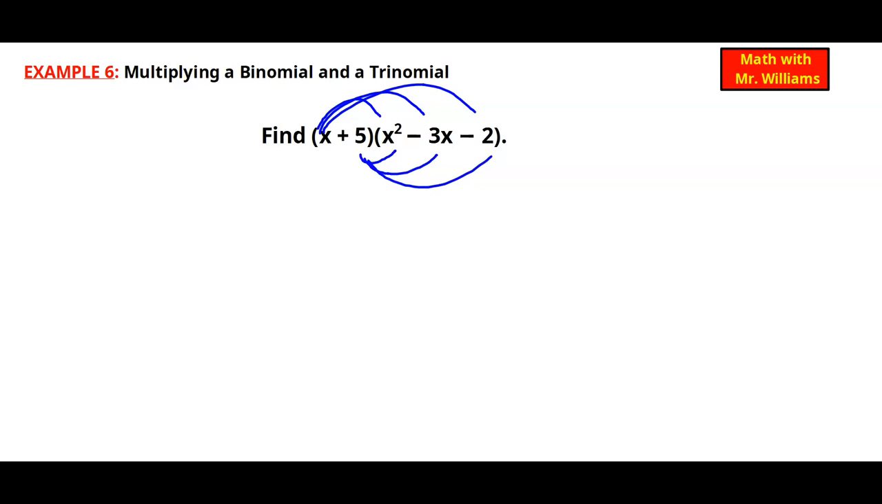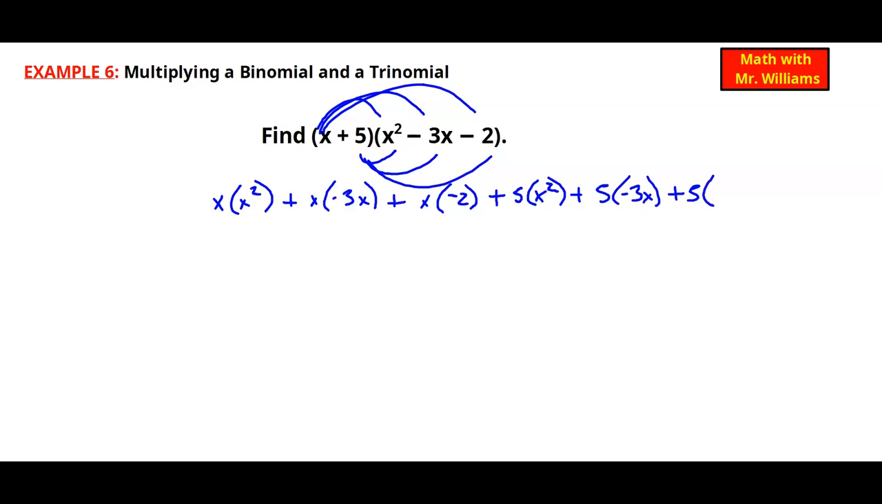So we start with the x. So it's just x times x squared, plus we have x times negative 3x, plus we have x times that negative 2. All right, and then we start with the 5. So 5 times x squared plus 5 times negative 3x plus 5 times the negative 2. All right, so let's do our multiplication now.